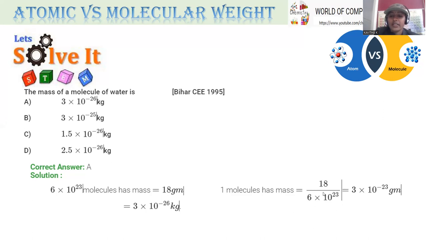So 6, 3 is 10 to the power 23. If you go for numerator, it will become minus. 3 into 10 to the power minus 23 will be the grams. In order to convert grams into kilogram, what will we do? By 1000 we have to do. So here it will become 3 into 10 to the power minus 26 kilogram. So this is the way of calculating. So 3 into 10 to the power minus 26 is provided in option number A. The mass of a water molecule will be 3 into 10 to the power minus 26 kilogram.